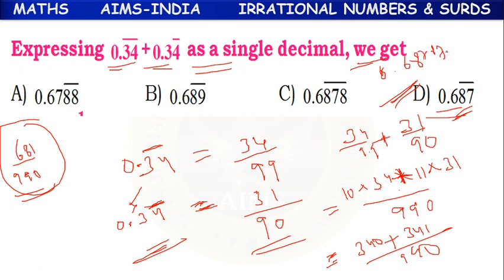0.687, 87, 87 and so on. Like that its value will come. So D option is the correct answer.